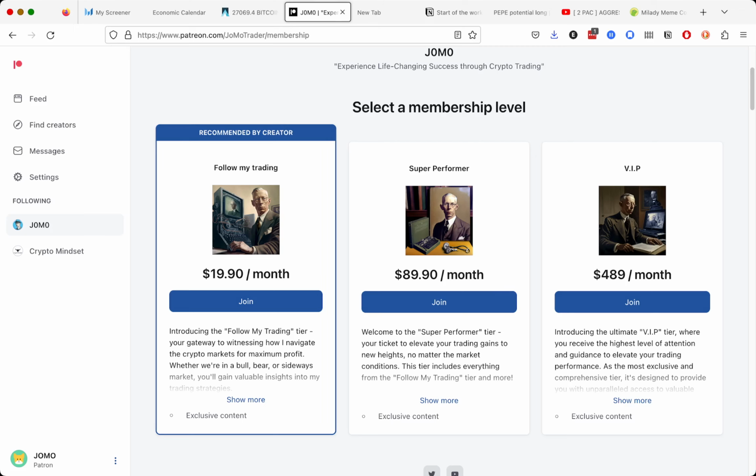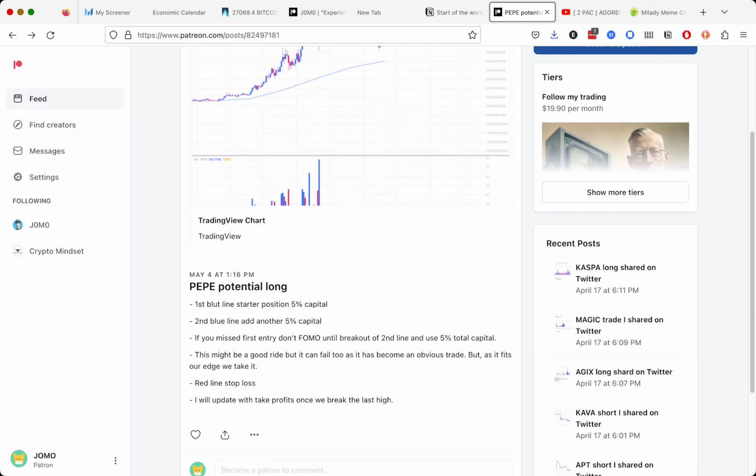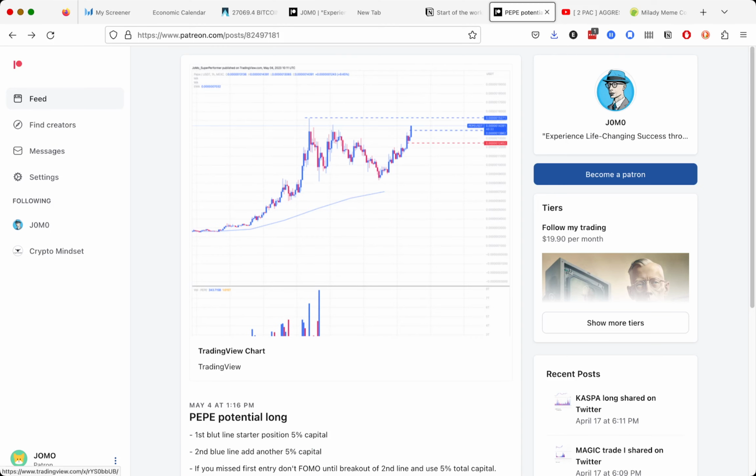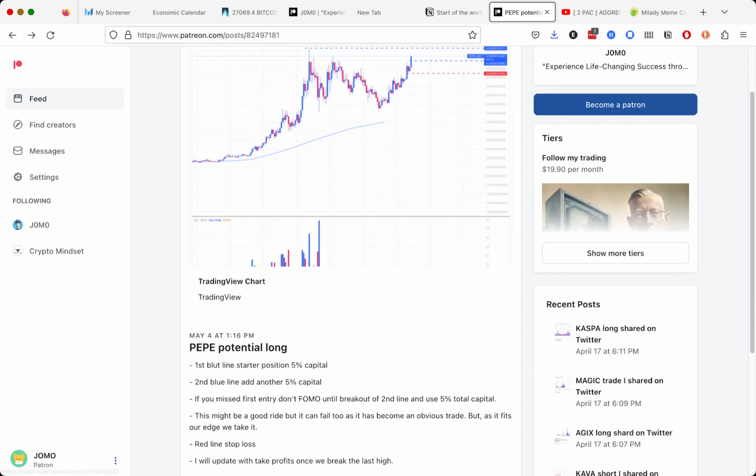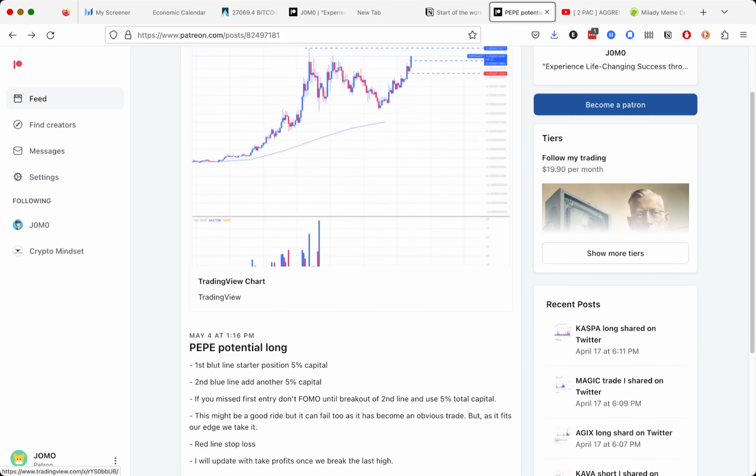And just to show you that I'm not full of bullshit, this is an actual trade from the platform. As you can see, this is the same thing, Patreon, Jomo, this is me. PEPE potential long, 5% capital in the first one, 5% capital in the second one, 10% overall of capital. Let's say you had a $100,000 account. We added $10,000 to this trade. If you put $10,000 in the trade and we made 150%, you made $15,000 in just 3 days. We walk the walk. We don't just talk the talk.